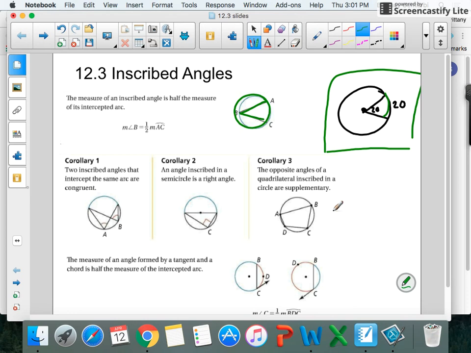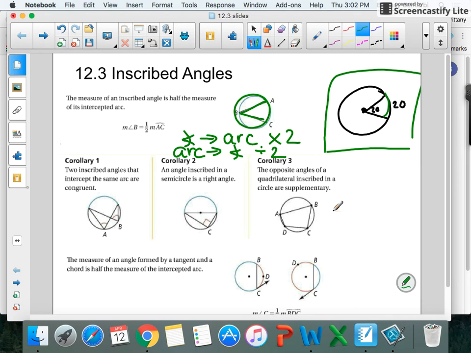So when it does not go to the center, I want you to write down that if you're given the angle and you're going to the arc, you're going to multiply by 2. When you're given the arc and you go to the angle, you're going to do the opposite of that and divide by 2. And again, that's just based on what you are given, and we're going to take a few looks at those examples.